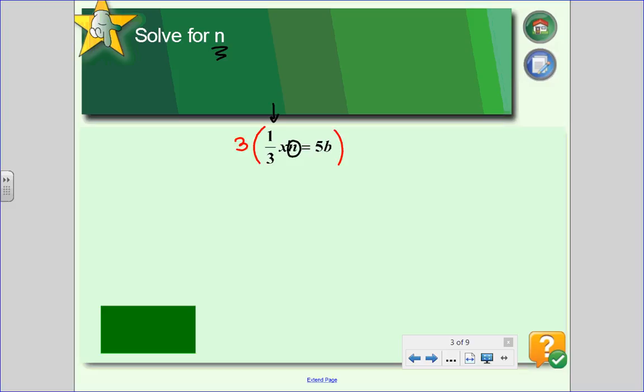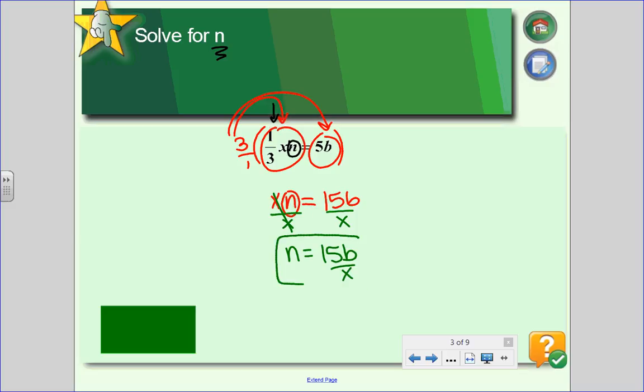So I'm going to multiply every term in my equation, meaning anything separated by addition, subtraction, or an equal sign, I'm going to multiply by 3. So 3 times 1/3 xn, the 3 times 1/3 becomes 1 if I cross simplify there. So I'm just left with xn equal to, and then 3 times 5b becomes 15b. I'm still looking to isolate n, so from here now I have multiplication. I'll undo that by dividing both sides by this x that's left, leaving us with n equal to 15b over x.